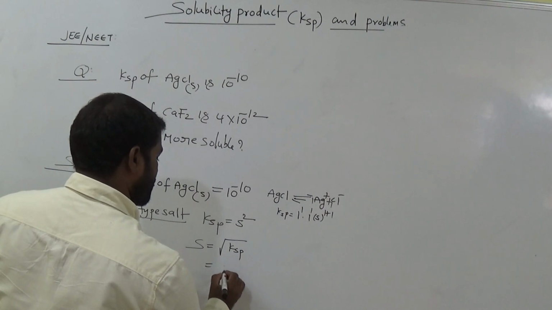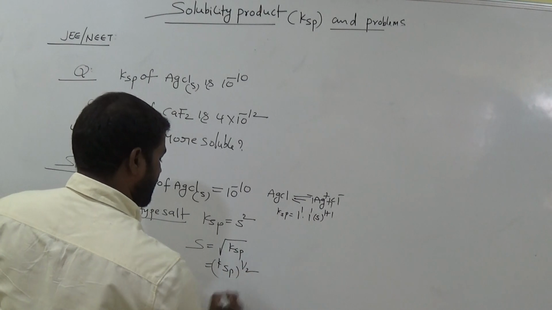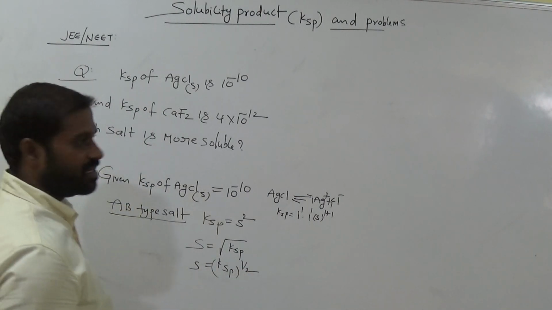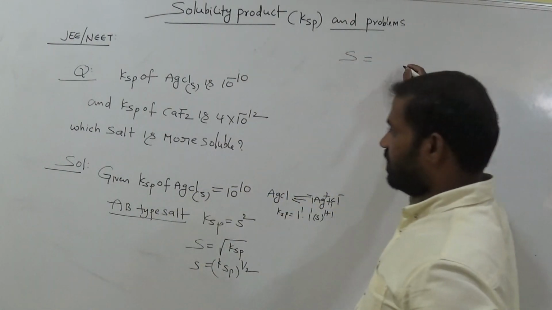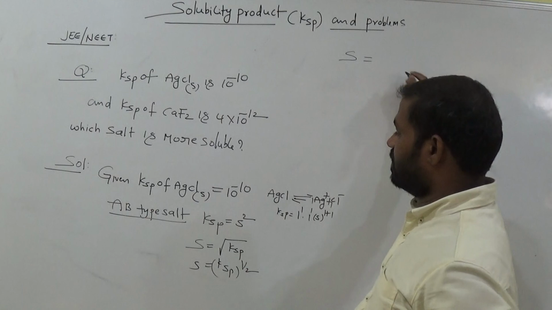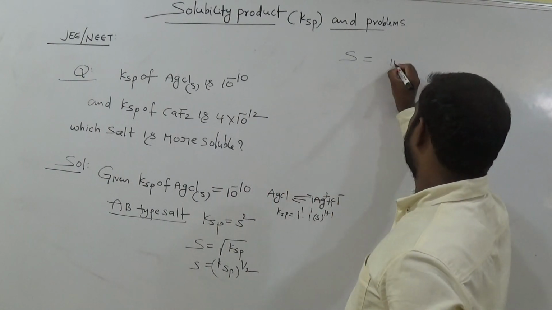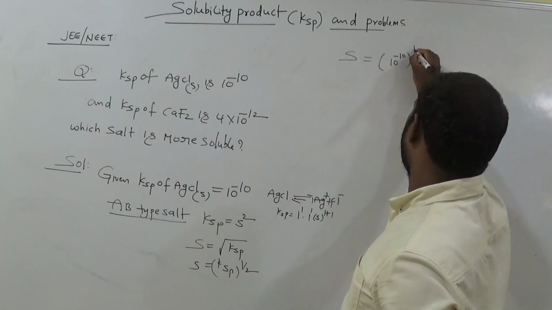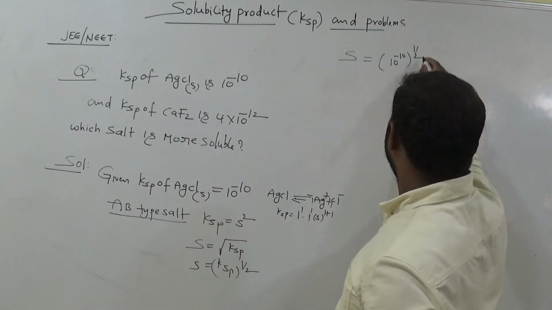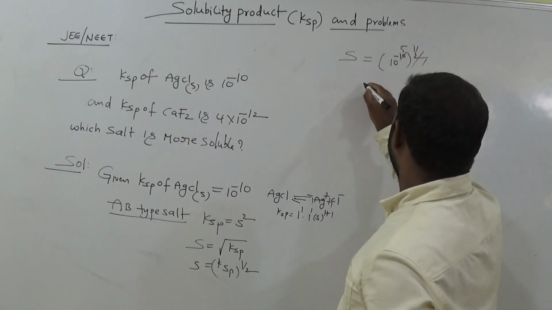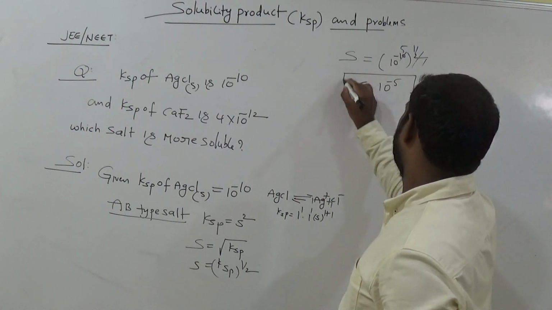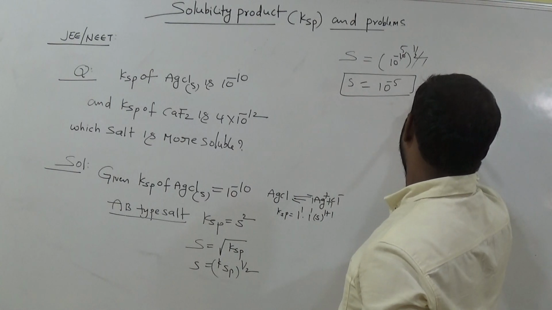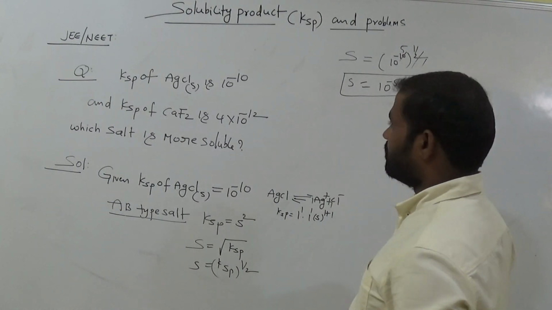From this one, S equals Ksp whole power 1 by 2, am I right? What is the value of Ksp given in the problem? 10 power minus 10. So 10 power minus 10 whole power 1 by 2, am I right? 2 ones are 2, 2 fives are 10, clearly. That is 10 power minus 5. S equals 10 power minus 5. What is the solubility for AgCl? Mole per liter. Clear up to the first case.